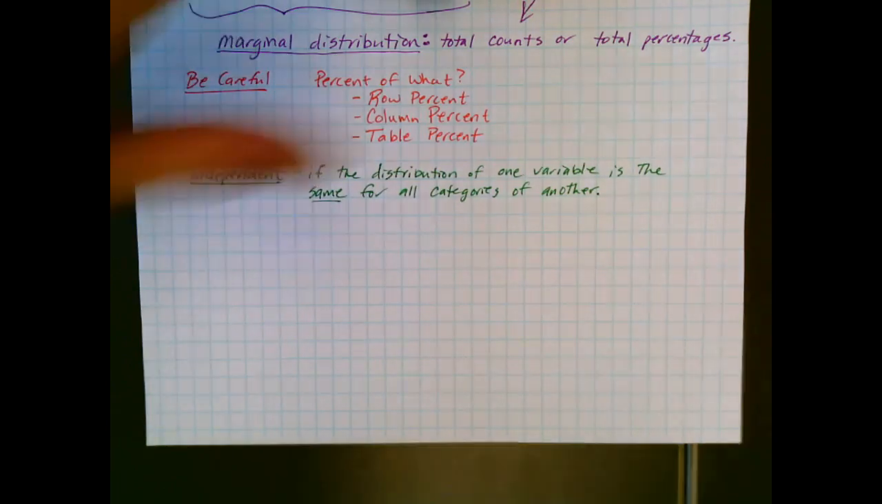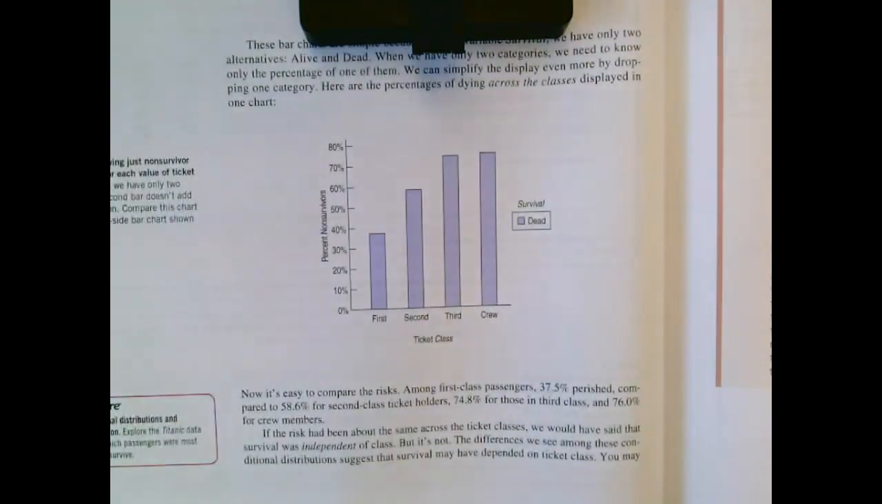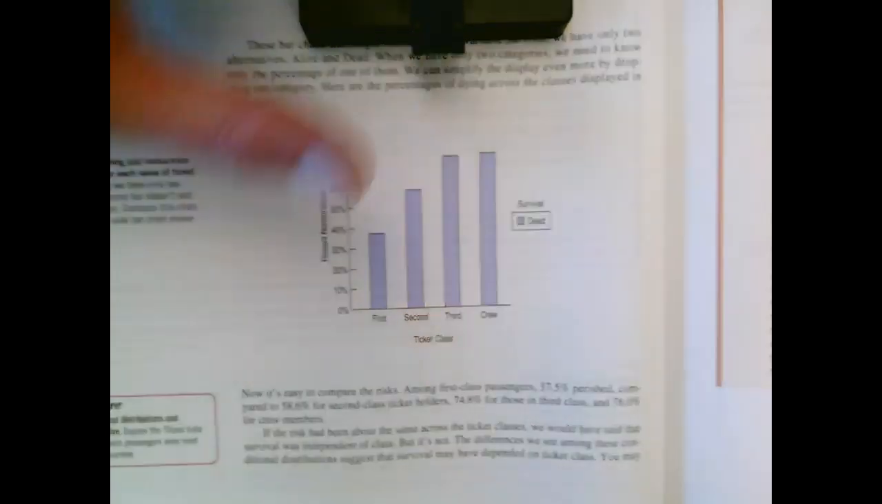For example, like we just said, this right here, are all of these bars the same, roughly? No. So this means that ticket class and survival were dependent. There was a relationship there, which in this case was not really good for some of those people that were in second, third, and crew. Not good for them, right? If it was independent, everybody would have the same chance at surviving, and it would have been a little fair, I guess.